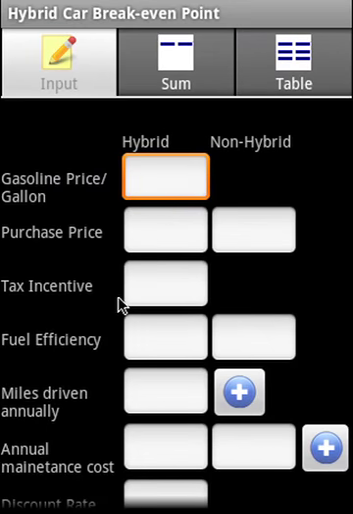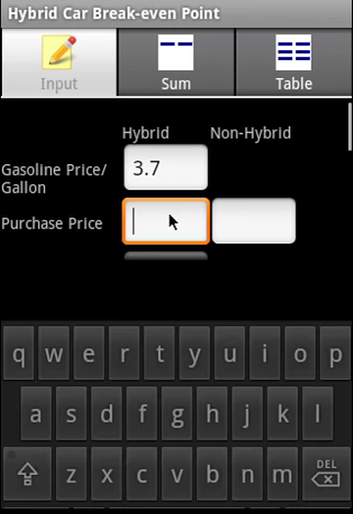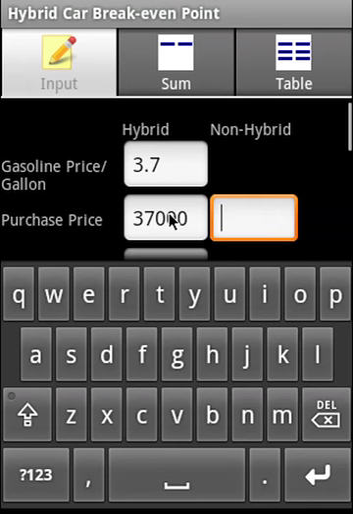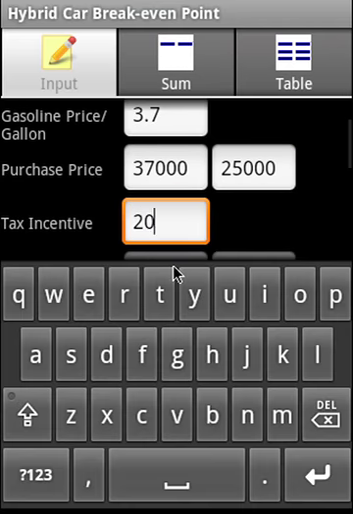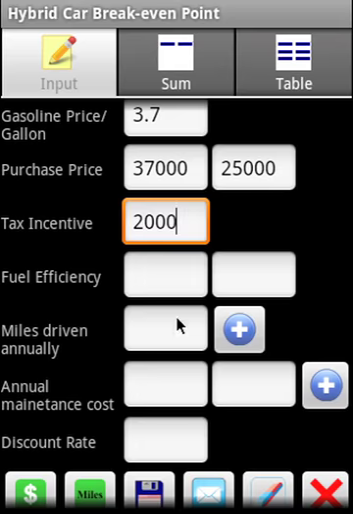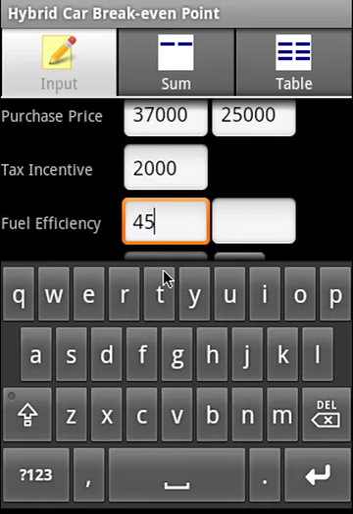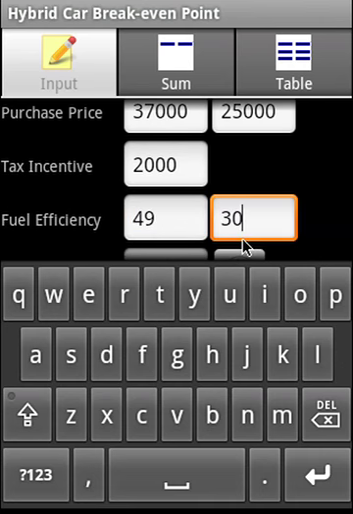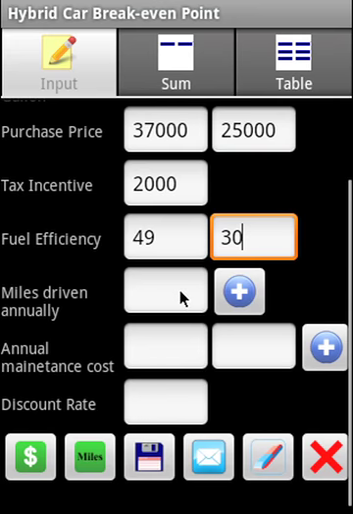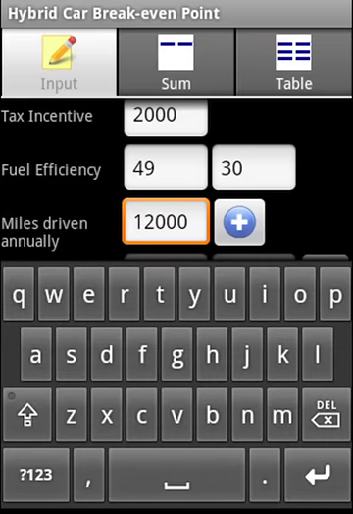What it does is calculate the gas price. If you don't supply a gas price, it calculates the mileage. If you don't supply the mileage, let's say 3.7 is the gas price, 37,000 is the hybrid price, and 25,000 is the non-hybrid car price. Now for tax incentive, say $2,000 on hybrid, nothing on non-hybrid. Fuel efficiency, say 49 on hybrid and 30 on non-hybrid. And annual miles driven, say 12,000 miles per year.